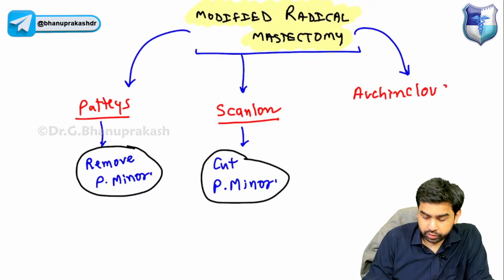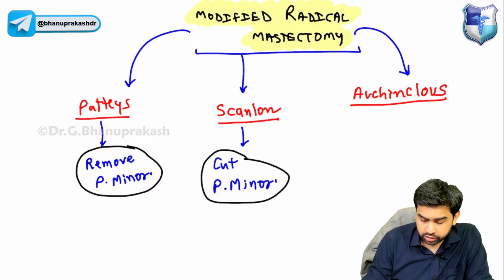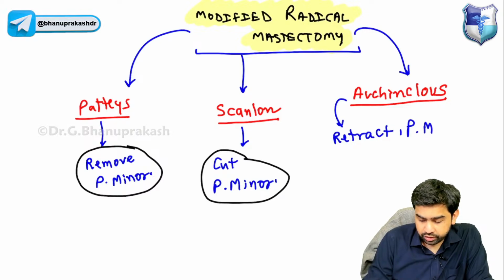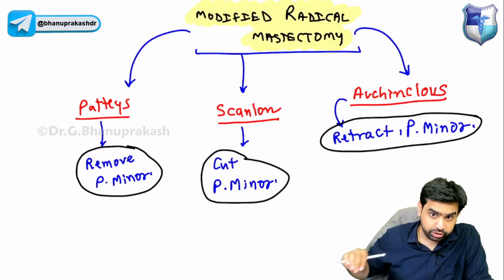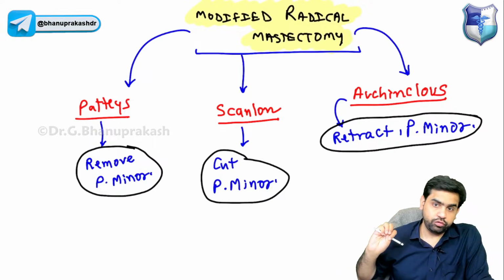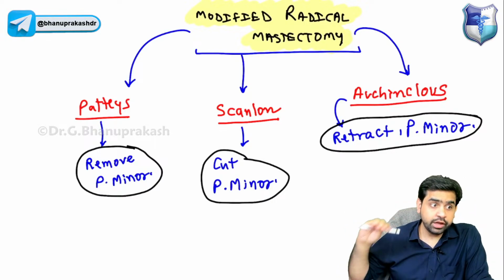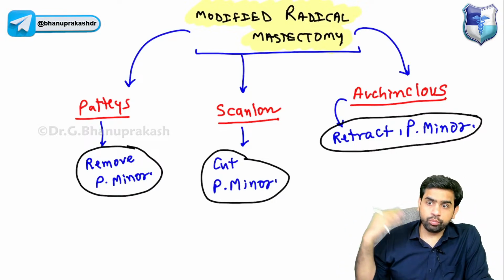Auchincloss. So what is this Auchincloss? In the Auchincloss, what we are doing is we retract the pectoralis minor muscle. What are we going to do over here? We are going to retract the pectoralis minor muscle. We retract the pectoralis minor and then we remove the lymph node station 2. So out of these 3, which is the one which we are going to do most commonly?